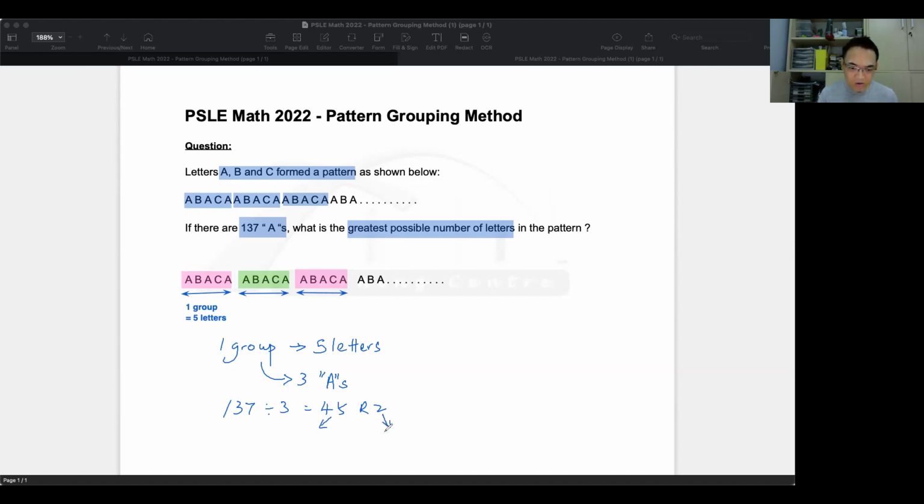The 45 that you're getting is the number of groups. And 2 is 2 remaining A's. Right, so if I know I have 45 groups and I know that one group is made up of 5 letters, then I can get an idea how many letters there are in this question. Since one group has got 5, then 45 groups will have 45 times 5, because one group has got 5 letters. And this will give me a total of 225 letters.